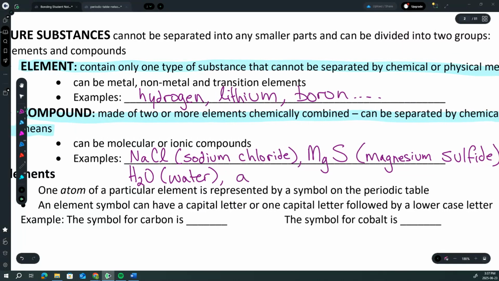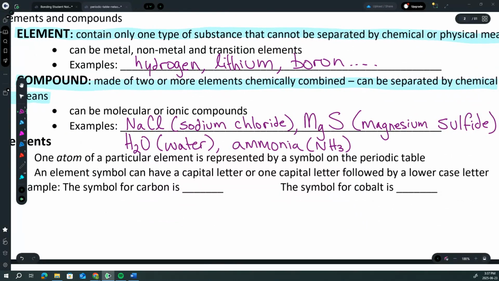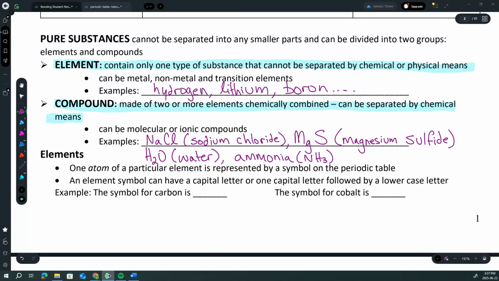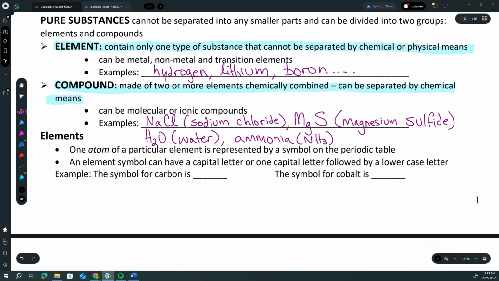Ammonia, which is NH3. And there's many other examples, but that's just what I'll say for now for our examples of compounds.